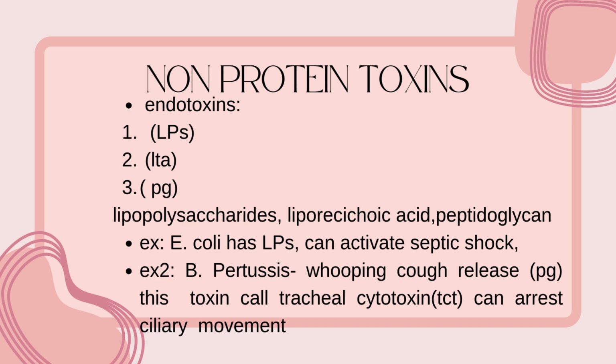For example, Bordetella pertussis, the causative agent of whooping cough, releases a form of PG called tracheal cytotoxin (TCT). TCT disrupts the respiratory system by arresting ciliary movement in the respiratory tract, impeding the clearance of mucus and leading to the characteristic severe coughing fits of pertussis.